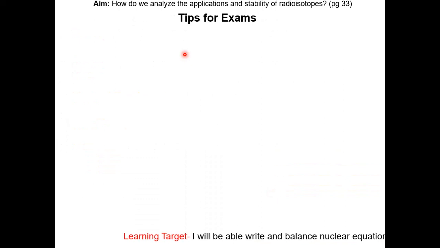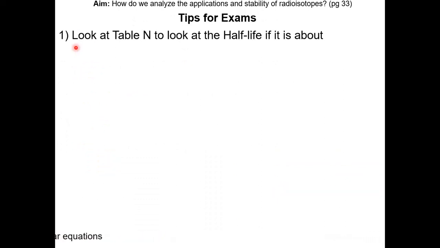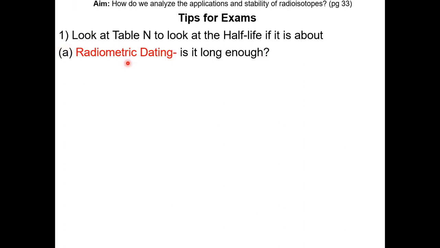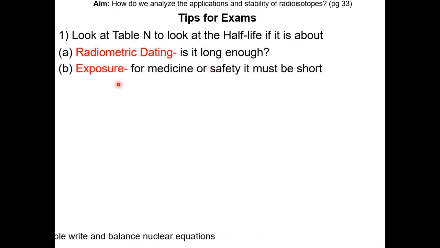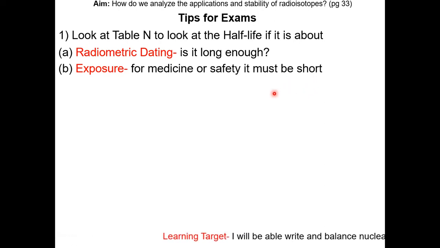Here are some tips for the Regents exam regarding applications of radioisotopes. Tip number 1: look at Table N to find the half-life of the radioisotope if it's about radiometric dating. Can the radioisotope date the object or thing? Is its half-life long enough? Another possible question is exposure. For exposure to radioisotopes for medicine or safety, the half-life of the radioisotope must be short. If the half-life is too long, it will be dangerous for people.